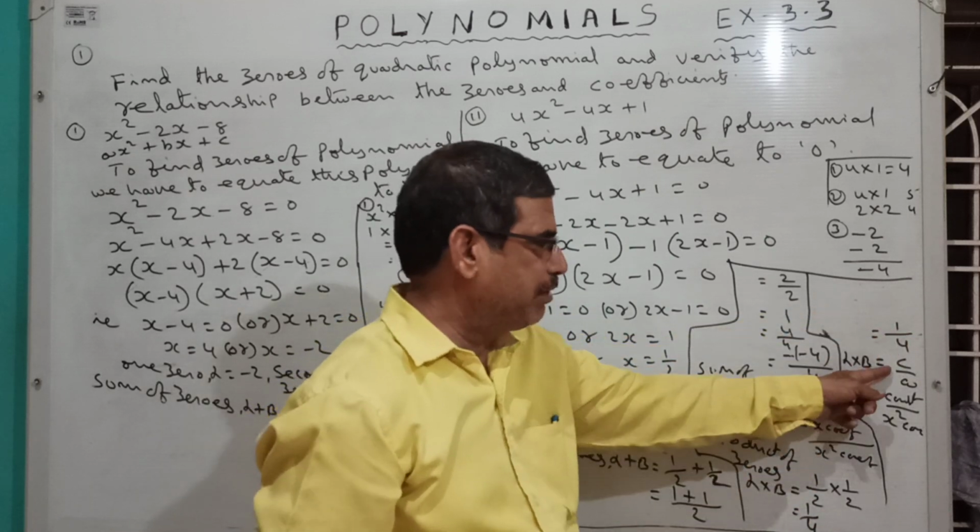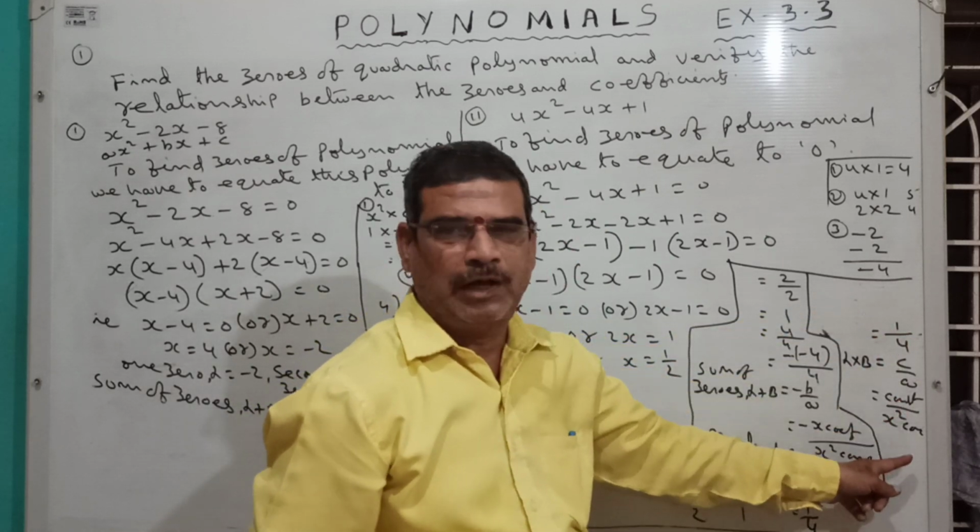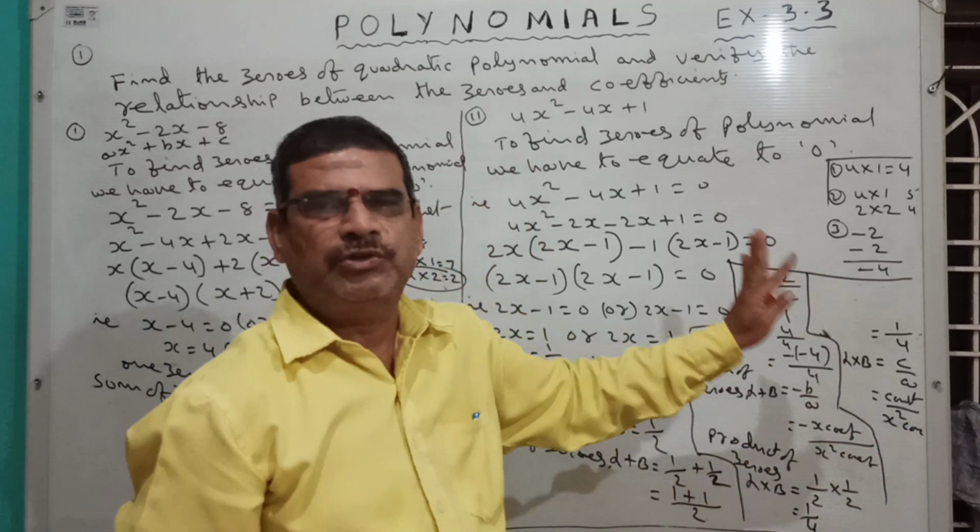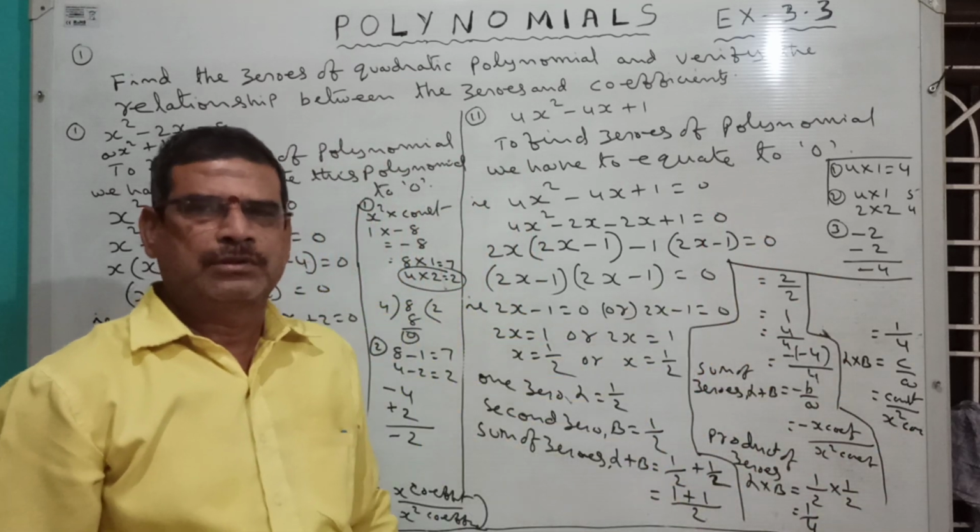So in the next step I will write like this. After that this one, after that this one. So this is the way to do the sums. Okay?